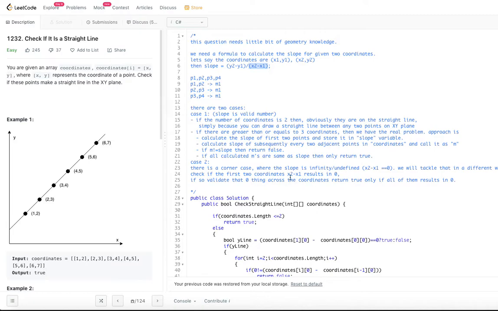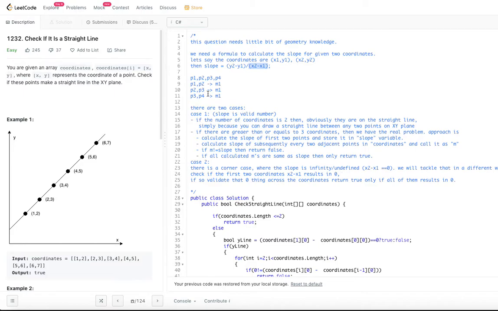So check whether x2 minus x1 for the first two coordinates results in 0. If so, x2 minus x1 for all other coordinates should also be 0. In that case, we say all of them are on the same straight line. Otherwise, they are not. So basically, as long as x2 minus x1 for every two consecutive coordinates is 0, we say it is lying on the same straight line. So these two are the cases that we are going to code.